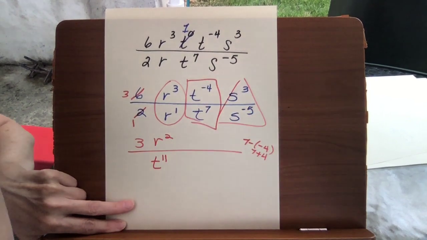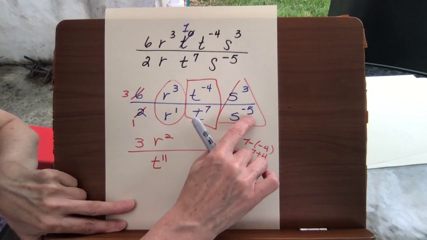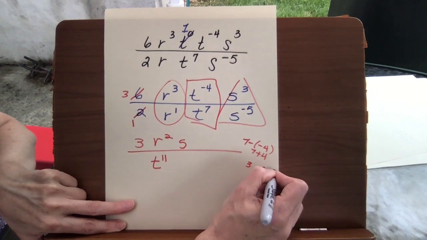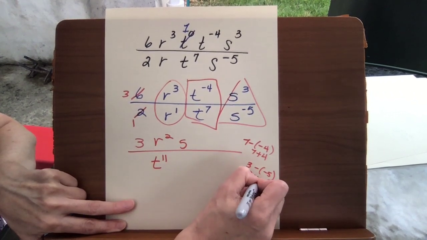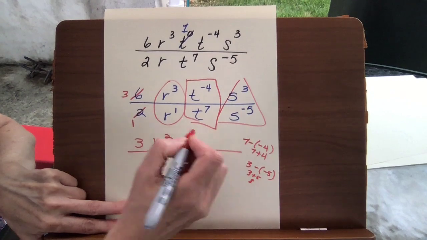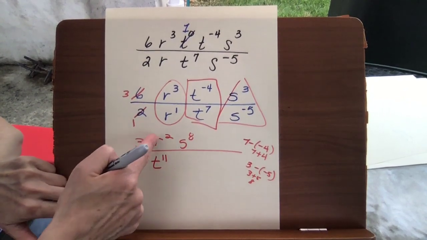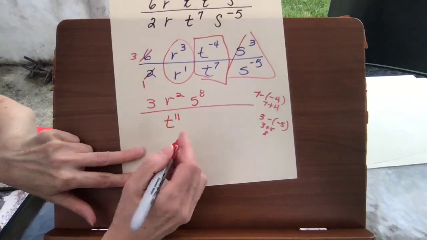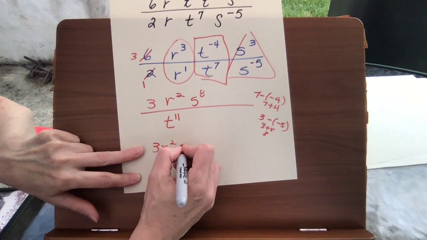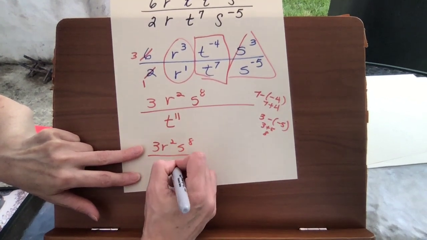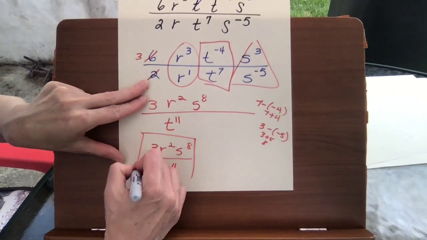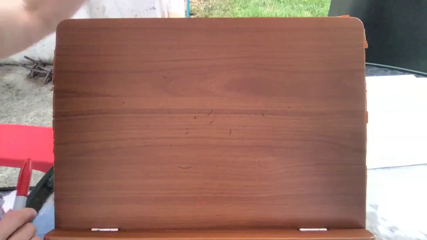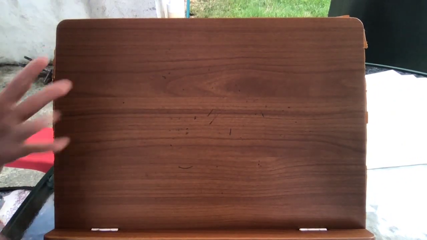S's. The higher power is 3, not negative 5, so s will stay in the numerator. And 3 minus a negative 5, you can do that on the side. 3 plus 5 is 8, so s has a power of 8. So our answer is 3 r squared s to the 8th all over t to the 11th. So we'll write it again cleanly. 3 r squared s to the 8th all over t to the 11th power, and that's it. All right, so that's simplifying using the laws of exponents with negative, 0, multiplication, division.